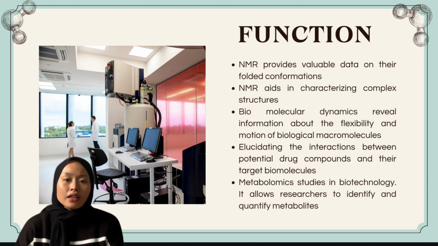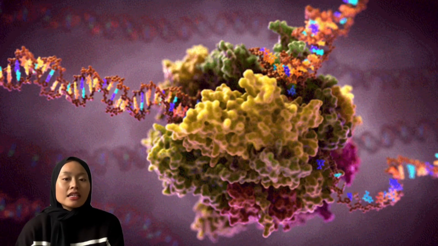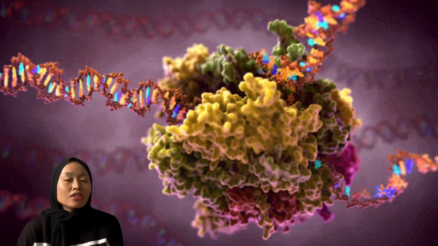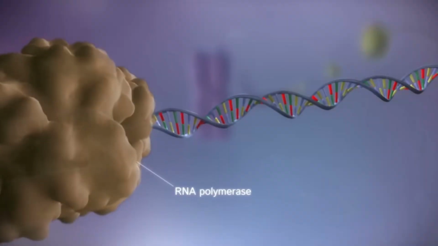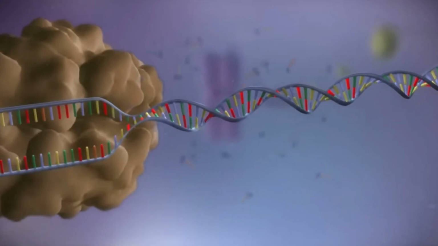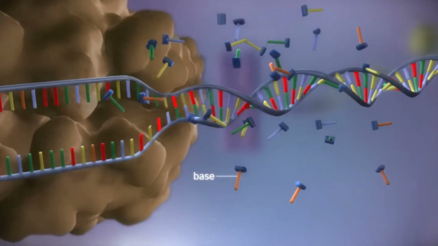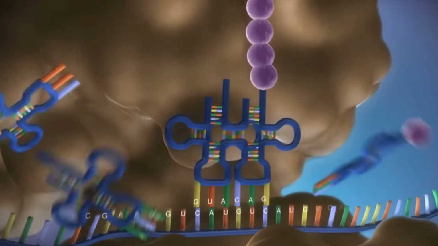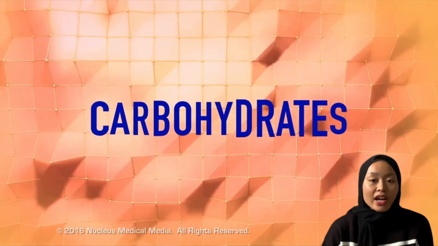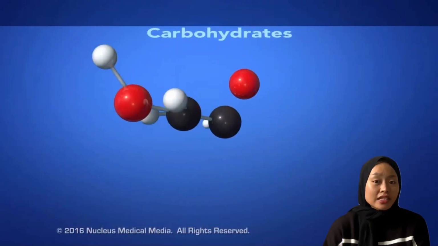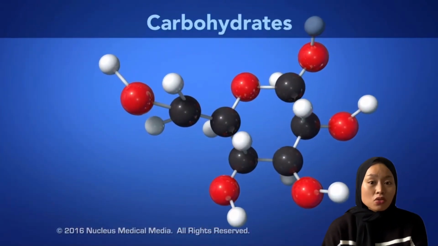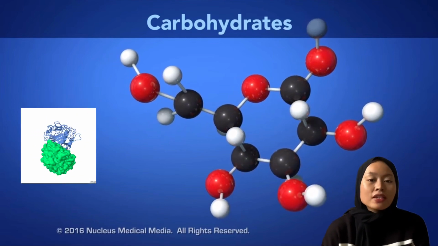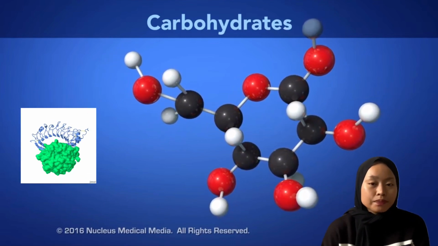Moreover, NMR is extensively utilized in the study of nucleic acids, offering insight into their secondary and tertiary structures. Understanding the spatial arrangements of DNA and RNA is vital for deciphering processes like replication, transcription, and translation. In the realm of carbohydrates, NMR aids in characterizing complex structures such as those found in glycoproteins, contributing to our understanding of cellular recognition and signaling.